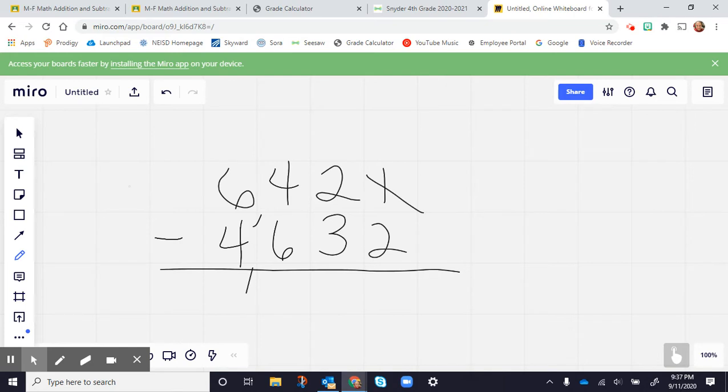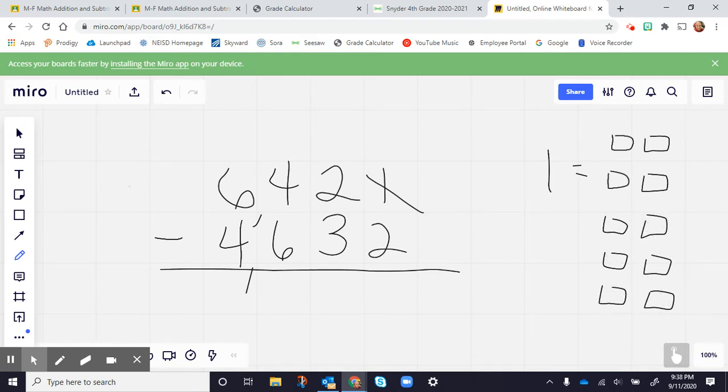And I'm going to borrow a 10. Now I can borrow a 10 and I can move it. So if I have 10, remember that's the same, I drew a stick, that's the same as 1, 2, 3, 4, 5, 6, 7, 8, 9, 10 ones. So we can take 10 and we can regroup it as 10 ones. So that's what I'm going to do. I'm going to take away 1. So I'm going to cross it out.